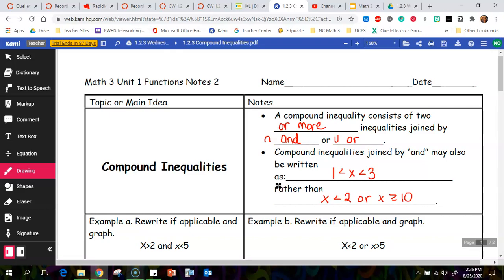I'll just show you on a graph. This is one where we did some of this yesterday, we have our 1 and 3, we have our circles, and then we have that shaded region in the middle. So what that means is x is between 1 and 3. And this one right here, we still have one graph, but we have the 2 here and the 10 here, and then the arrows go away from each other. So they look like that. And so this is the word or, this is the word and.